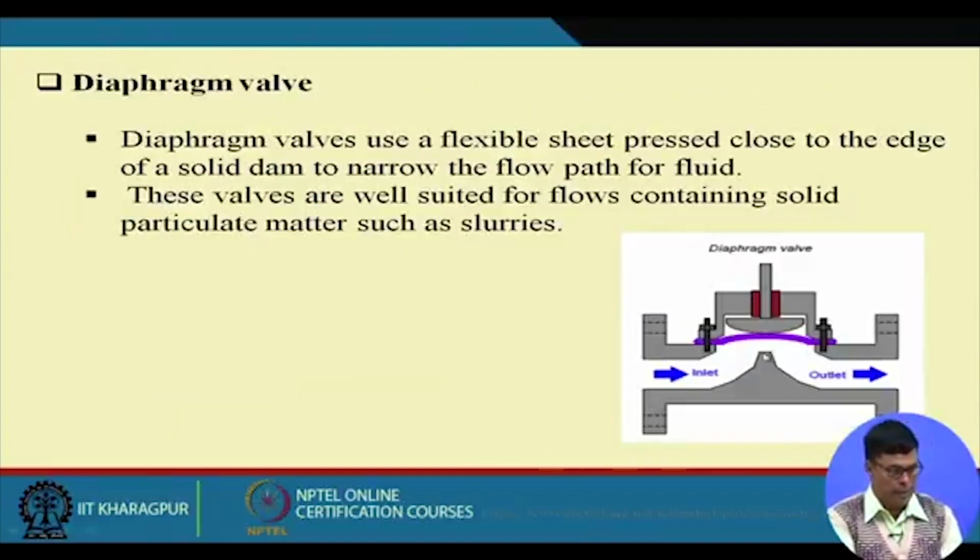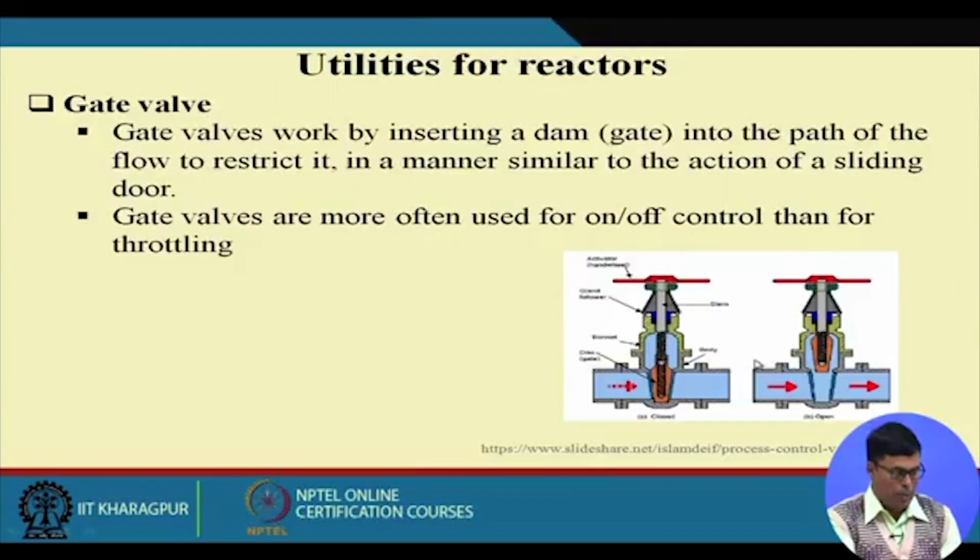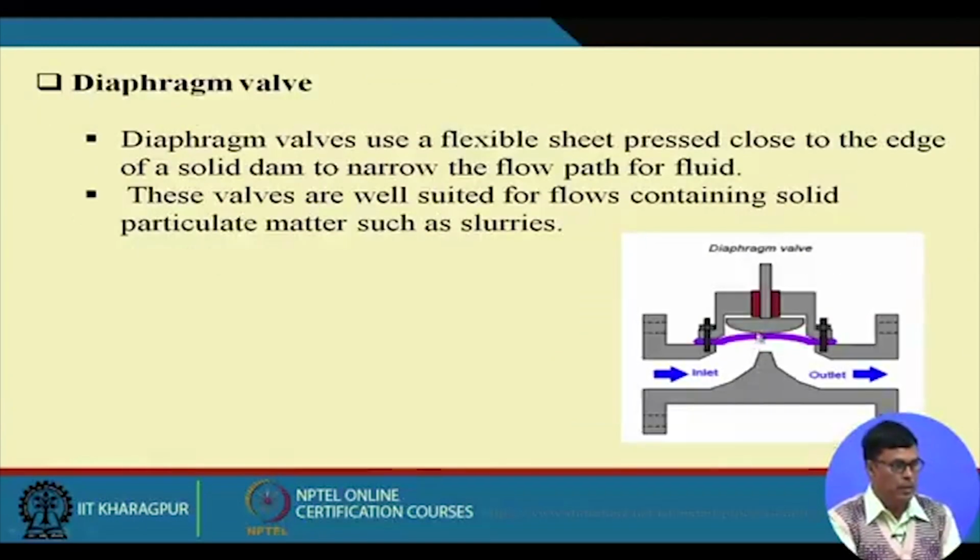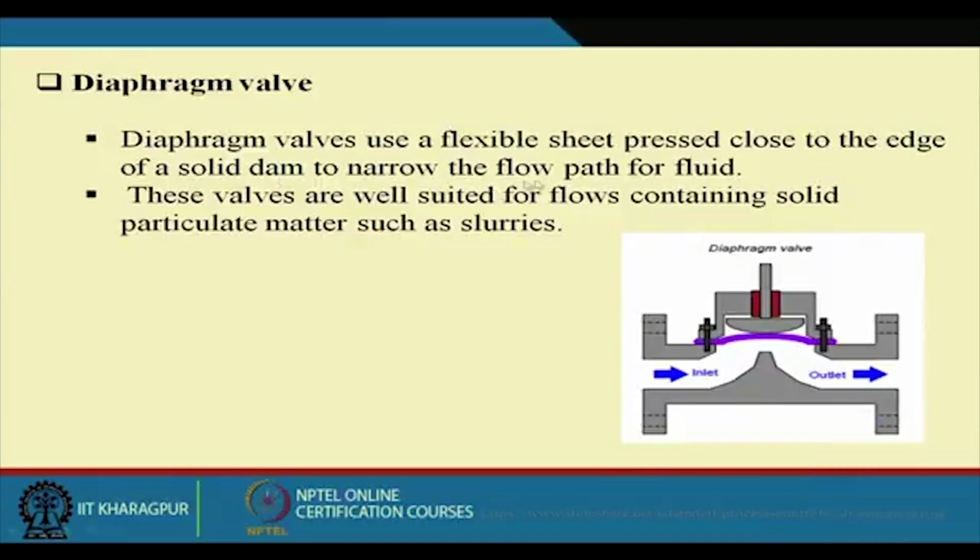Now, the diaphragm valve is like this. This is a diaphragm, and when it comes down, it touches here, so that the flow is arrested. The diaphragm valve has a flexible sheet, a rubber type of material, which is pressed close to the edge of the solid dam to narrow the flow path of the fluid. And this works really perfectly. It is used as a leakage-proof valve, because since it is flexible, it doesn't have much leakage inside the system.